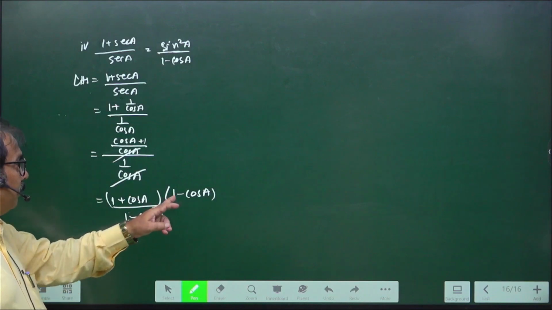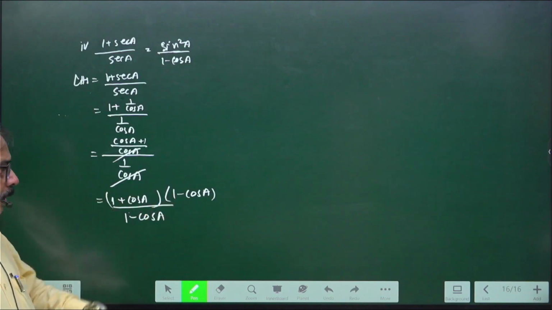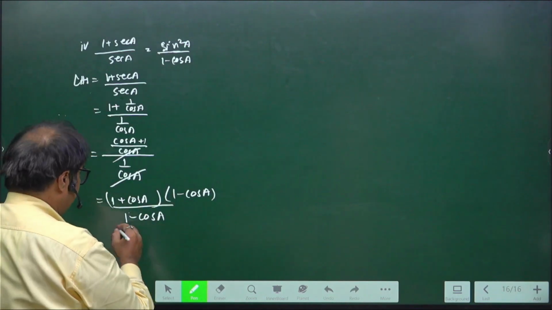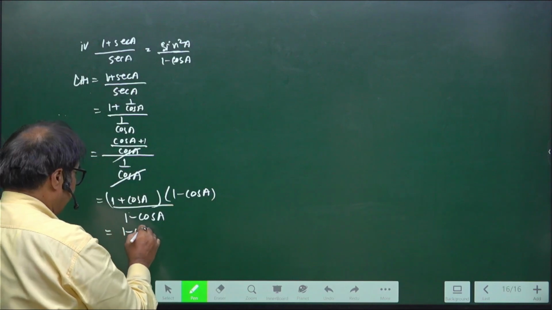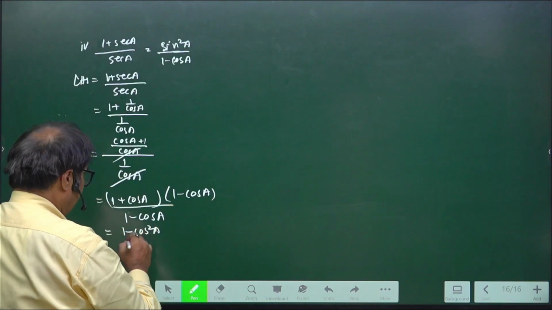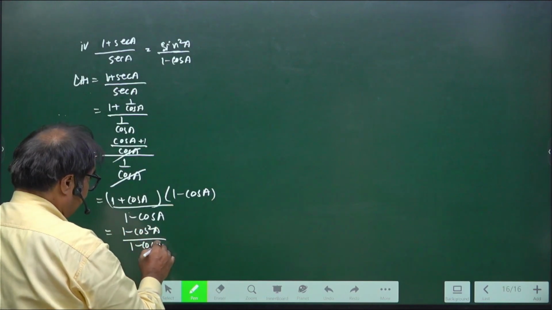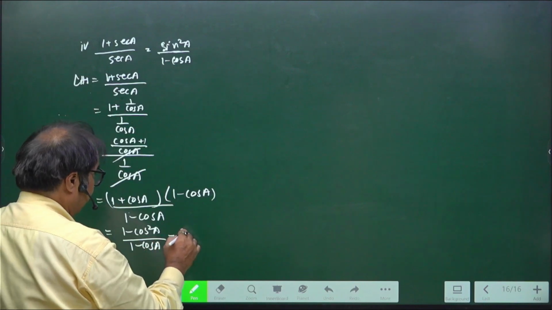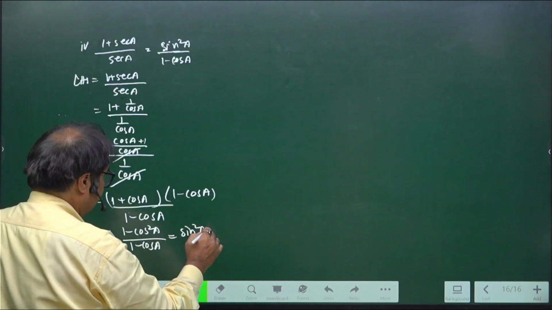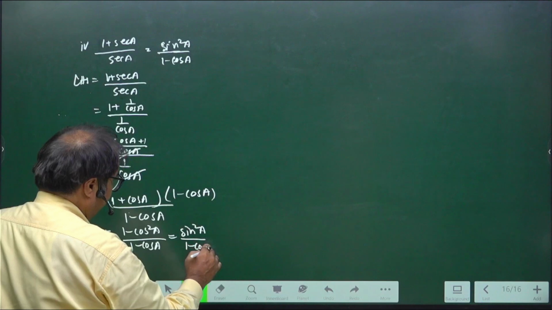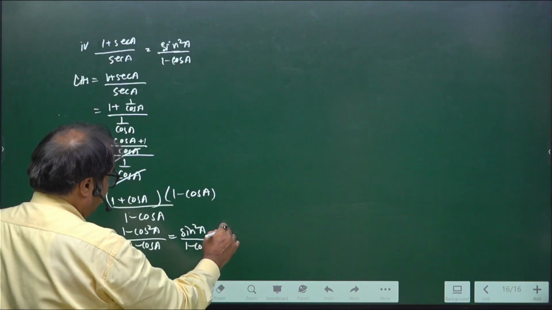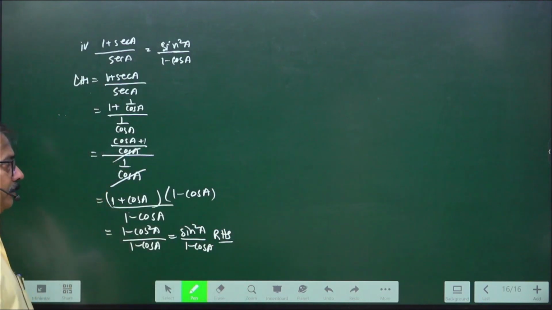So we have multiplied and divided by 1 minus cos A, and now this is the form of a plus b into a minus b. So this is 1 minus cos square A upon 1 minus cos A, and 1 minus cos square A is equal to sin square A. So sin square A upon 1 minus cos A, and this is the required right hand side. Okay.